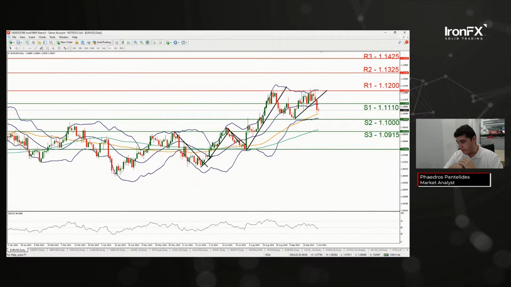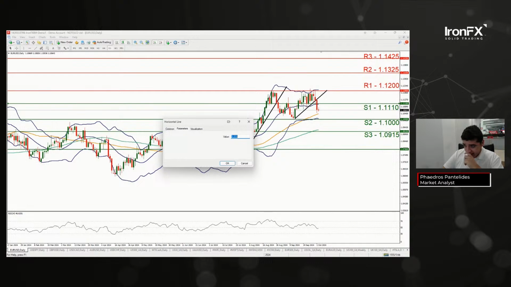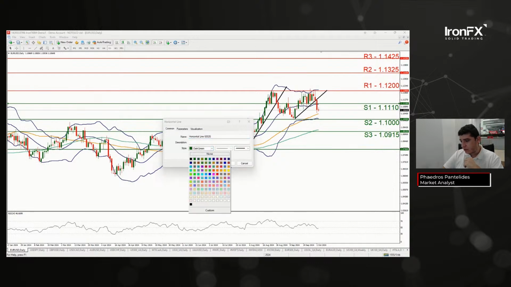RSI has dropped below 50. It is close, but having dropped below might imply a shift in market sentiment from bullish towards bearish. I would maintain a bearish outlook for the particular pair. For a bearish outlook to continue, it would have to break below that new S1 level at 1.10.